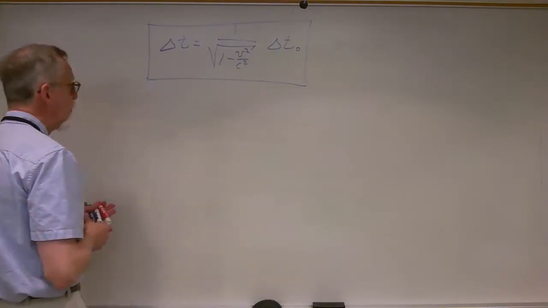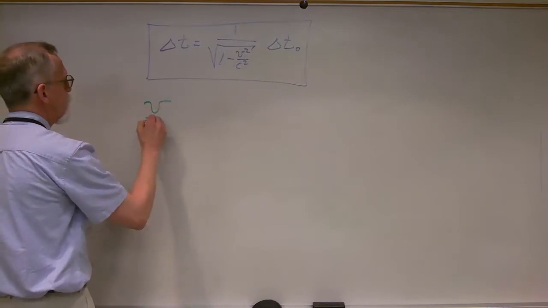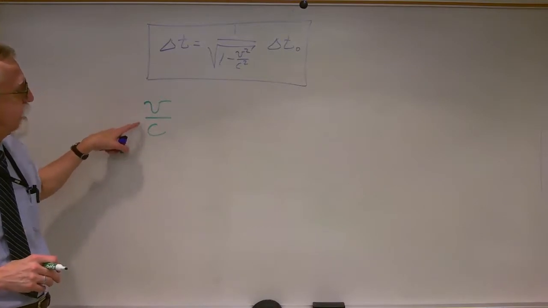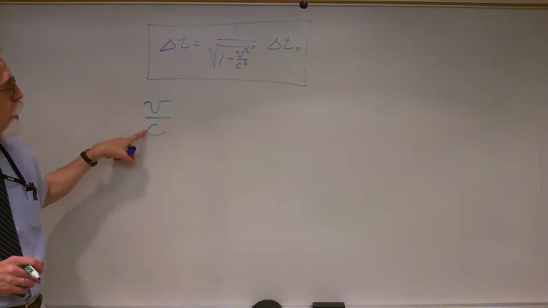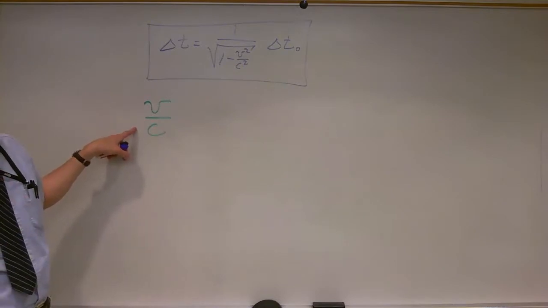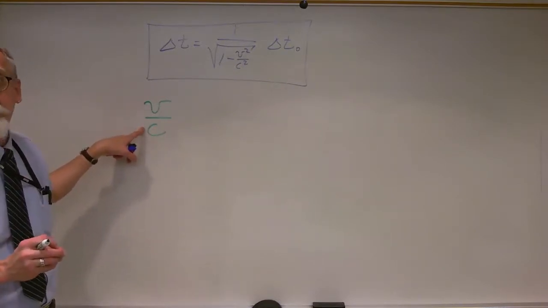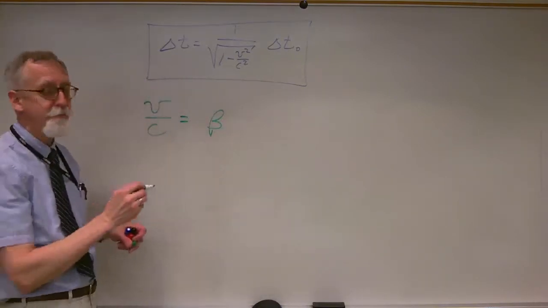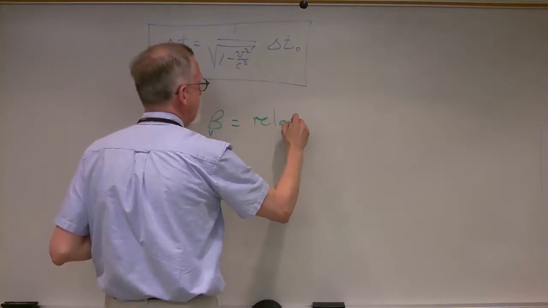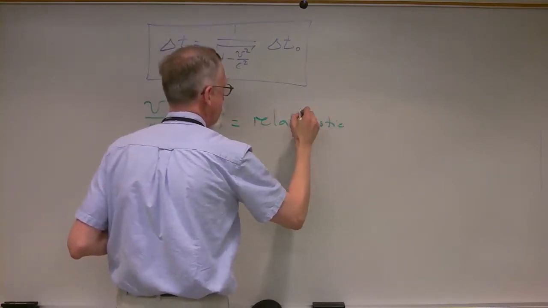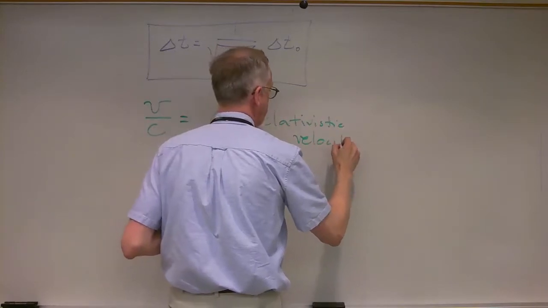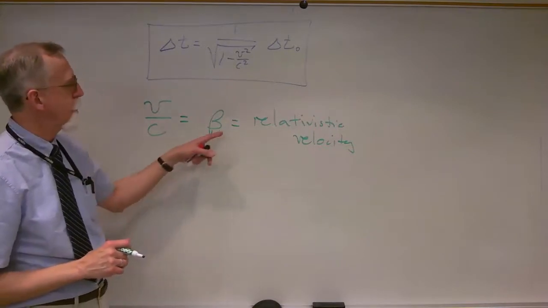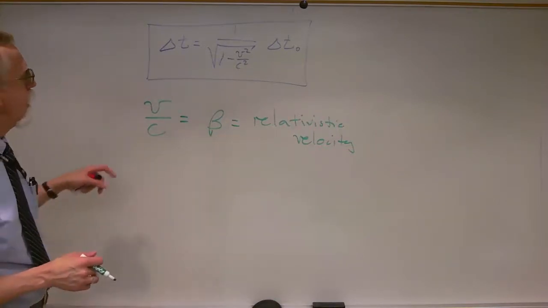First of all, we're going to evaluate V over C. We know V, that was the speed of the rocket. We're going to take that speed and divide by the speed of light. What this tells us is basically the speed of the rocket in terms of the speed of light. This is what we will call the quantity beta. We call this the relativistic velocity, or the relativistic speed, either one. We're not worrying about directions at this point. So relativistic velocity, relativistic speed.